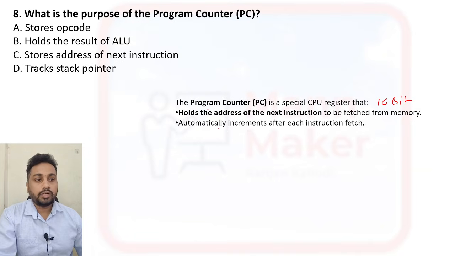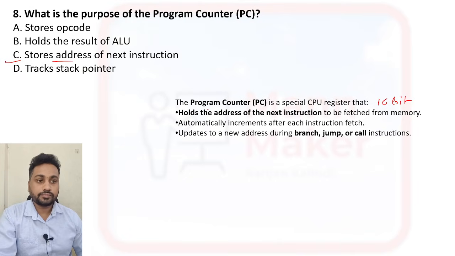Okay, and it will automatically increment after each instruction is fetched. So from here, option C is your right answer. It will store the address of the next instruction, and it will also update a new address during a branch, jump, or call instruction. This also you need to remember.